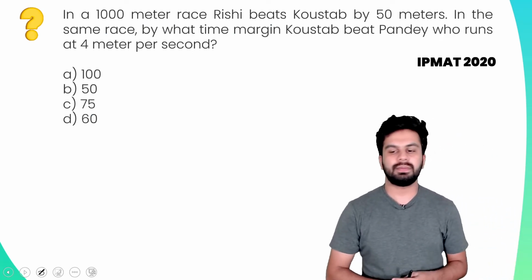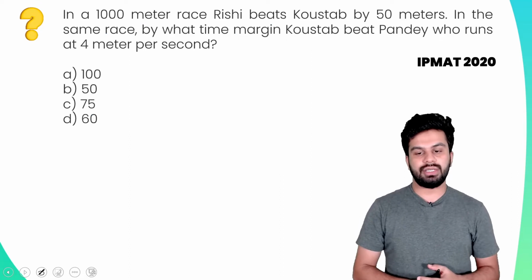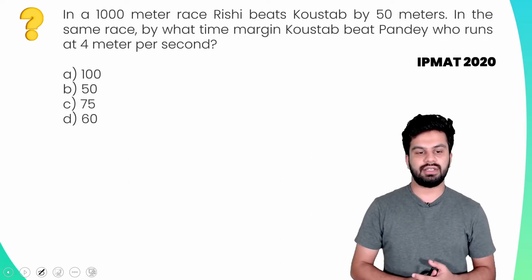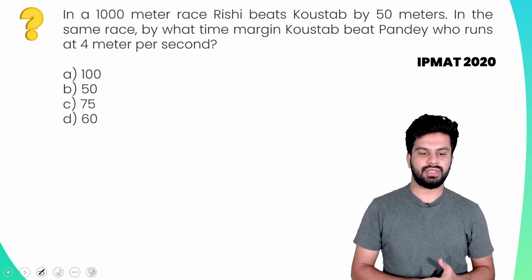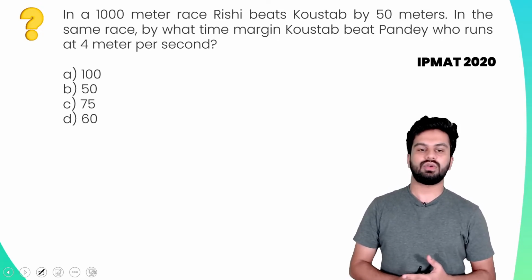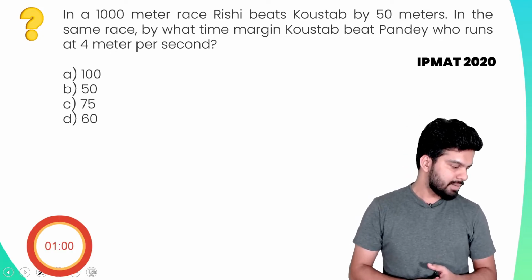Question എന്താണെന്ന് നോക്കാം. IPMAT 2020 problem ആണ്. In a 1000 meter race, Rishi beats Kaustubh by 50 meters. In the same race, by what time margin Kaustubh beat Pandey, who runs at 4 meters per second എന്നാണ് ക്വസ്റ്റ്യനിൽ ചോദിച്ചിരിക്കുന്നത്. I'll give you 1 minute to approach this question, and your time starts now.